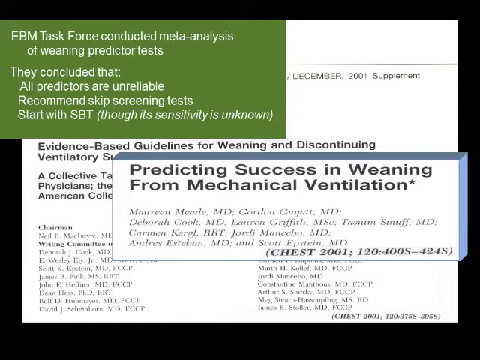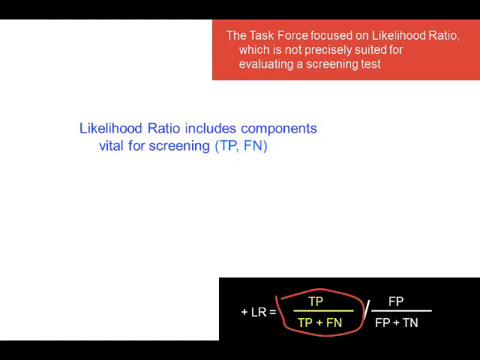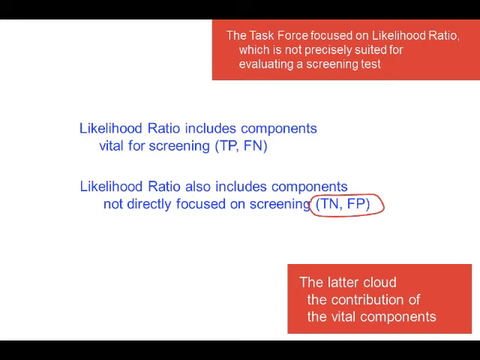An EBM task force conducted a meta-analysis on weaning predictor tests and concluded that all predictors were unreliable and that it was best to skip predictor screening tests and start with a spontaneous breathing trial, even though the sensitivity of that test is unknown. The task force focused on likelihood ratio, which is not precisely suited to evaluating a screening test. Likelihood ratio includes components that are vital for screening, but it also includes components that are not directly focused on screening. And the latter cloud the contribution of the vital components.